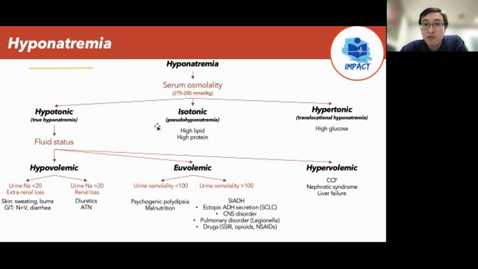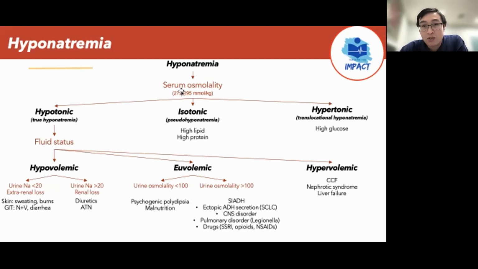So that's one. Now, if you calculate the serum osmolality and it's normal, so if it's within reference range between 275 and 295, then this is what we call isotonic hyponatremia, or otherwise called pseudohyponatremia. And there are only two causes of that. One is high protein, and the other one is high lipid. Now, this is essentially a lab error, and this is not a type of hyponatremia that we worry about.